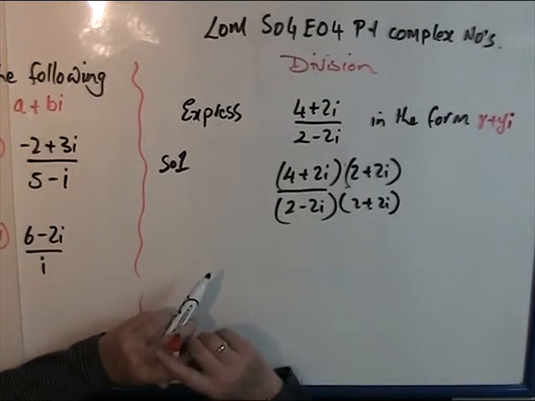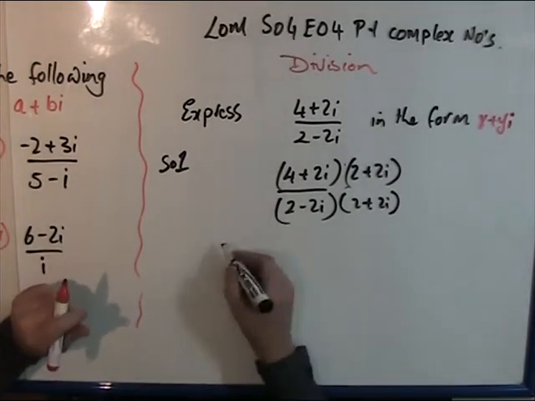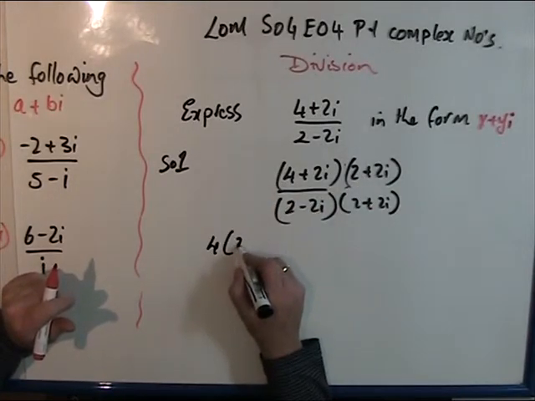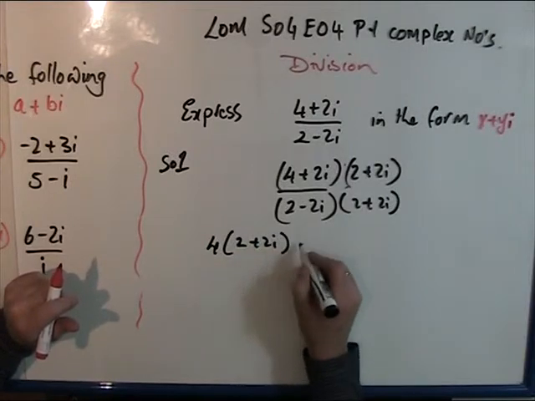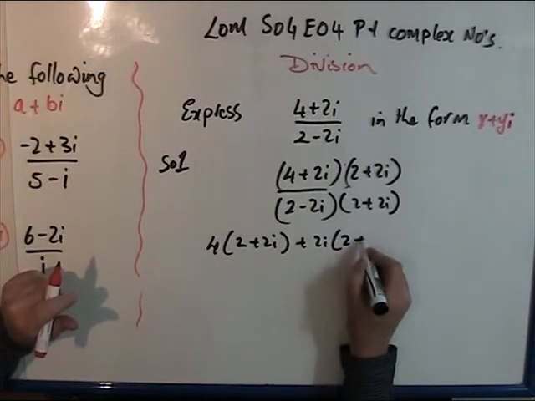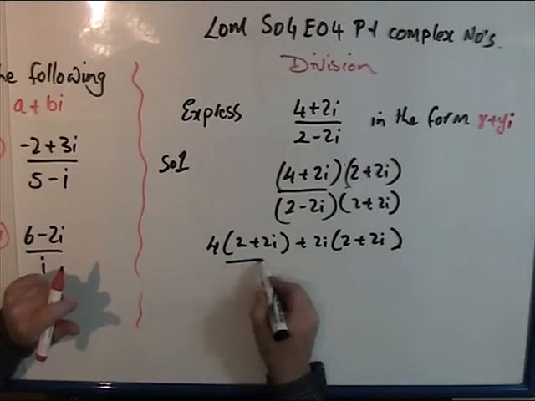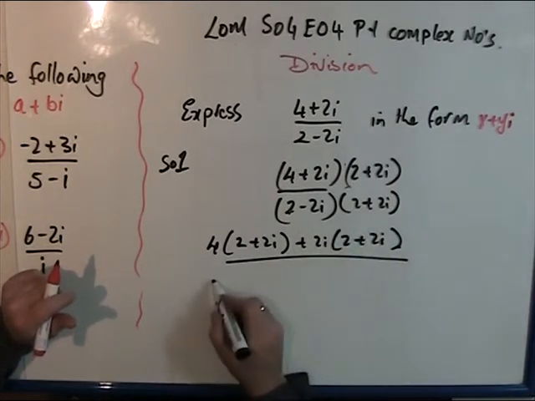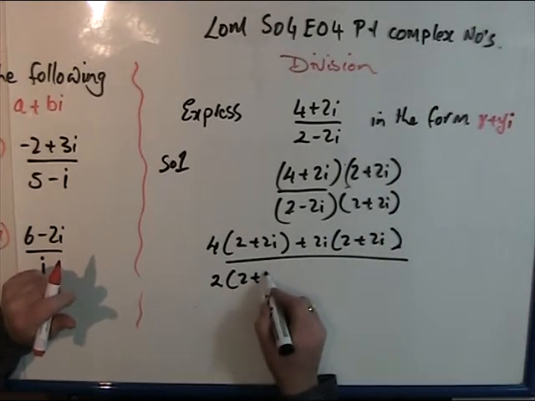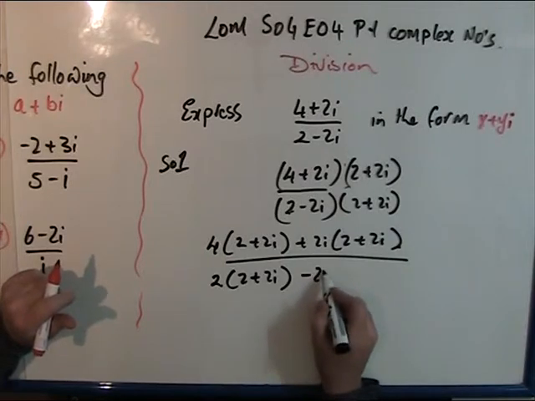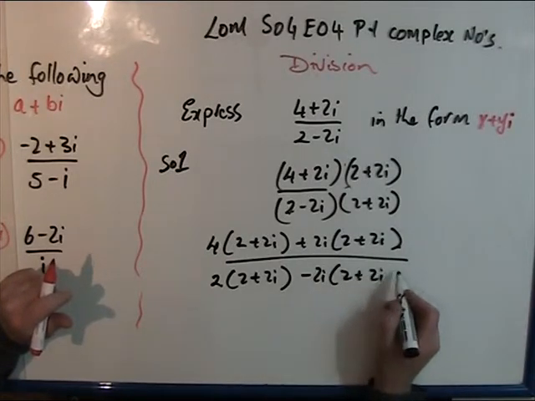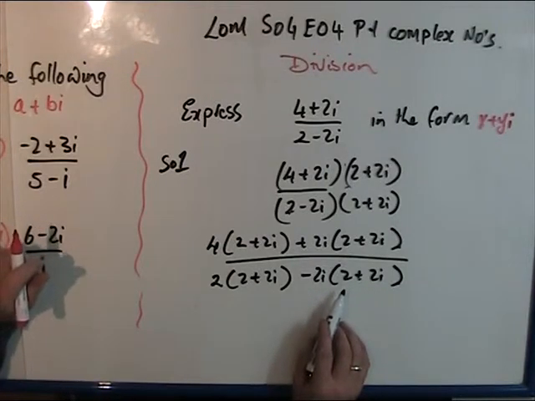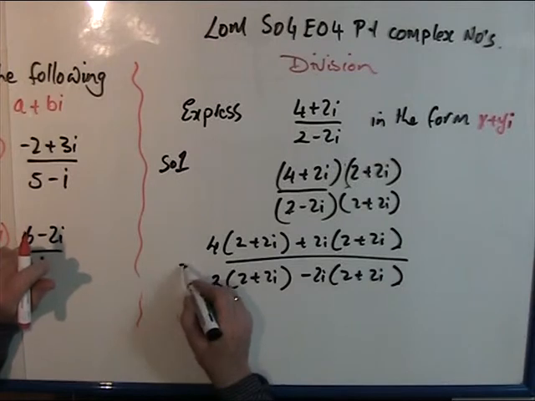And I multiply this out. Okay, so that's going to be equal to 4 by all of this. So it's 4 times 2 plus 2i plus 2i by 2 plus 2i. Okay, and you multiply out the bottom line. So I'm multiplying 2 by all of this and then minus 2i by all of this. So it's 2 times 2 plus 2i minus 2i by 2 plus 2i. Okay, so you can see there that there's going to be some i squares coming in.